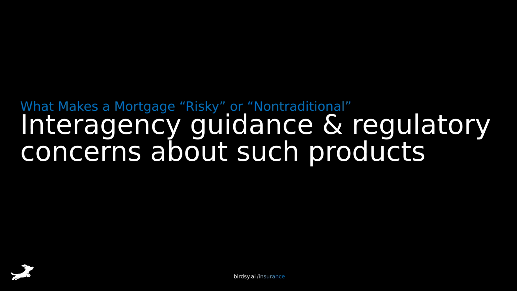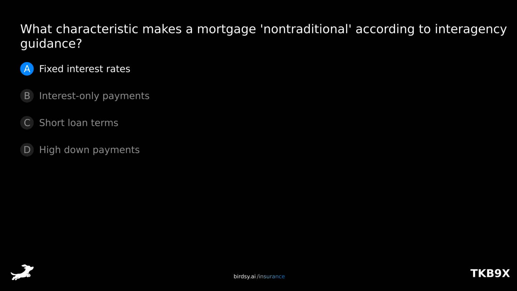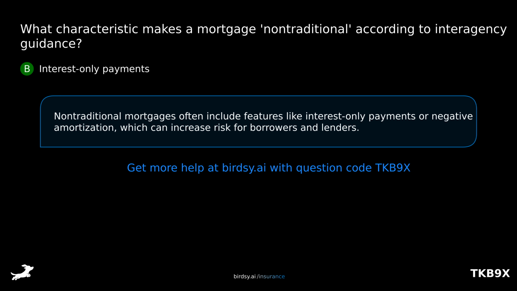Interagency guidance and regulatory concerns about such products. What characteristic makes a mortgage non-traditional according to interagency guidance? Is it A, fixed interest rates, B, interest-only payments, C, short loan terms, or D, high down payments? The answer is B, interest-only payments. Non-traditional mortgages often include features like interest-only payments or negative amortization, which can increase risk for borrowers and lenders.